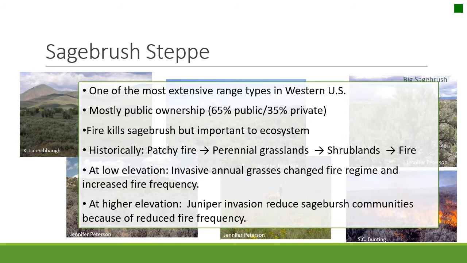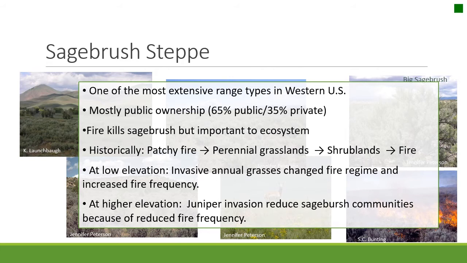Historically, fire would have been patchy, in small patches. Once the area was burned, then perennial grasslands would have come in and it would have been a grassland area. The shrubs would have started to grow up in the grasslands, and in a number of years, a decade or so, you'd start to have an ecosystem that was dominated again by shrubs. And then you might have fire again, which would turn it to grasslands, and then the shrubs would start to take over. And you have the cycle of grasslands, shrublands, fire, just happening on the ecosystem in relatively small patches, not millions of acres.